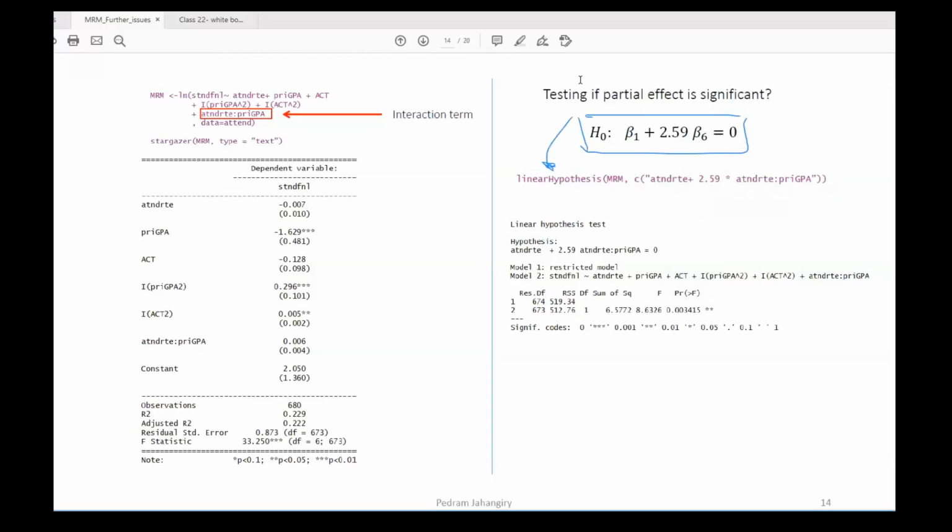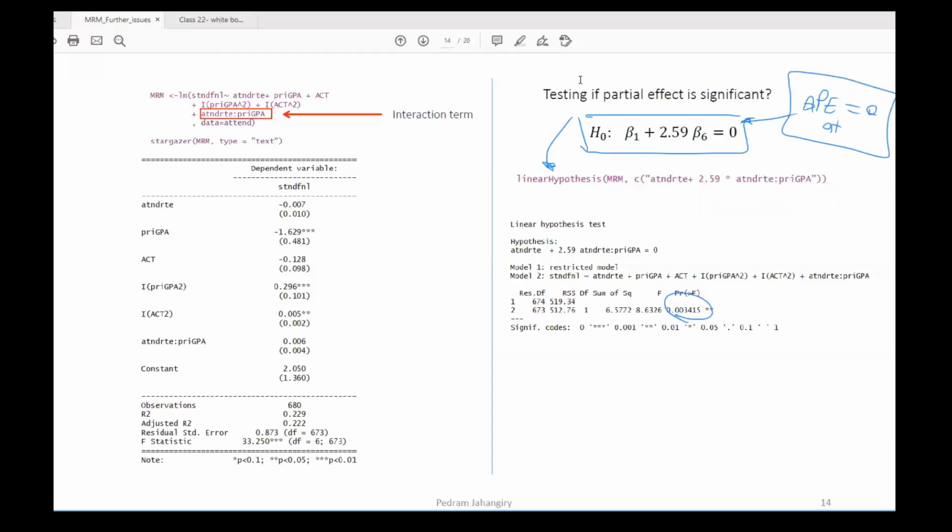This is my F-test, right? Restricted versus unrestricted model, and look at the p-value for the F-test. Awesome. It's small, less than 1%, so I'm happy. I reject the null. So look at what the null is: the null was that the average partial effect of attendance rate on score is 0. So I reject the null that the average partial effect is 0.